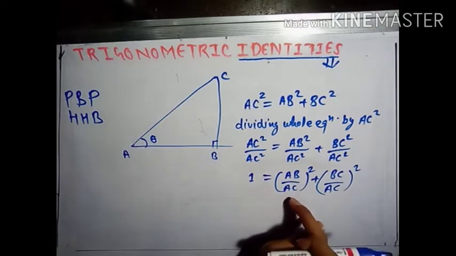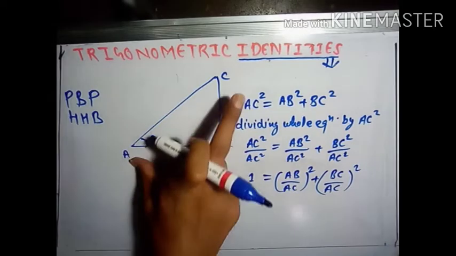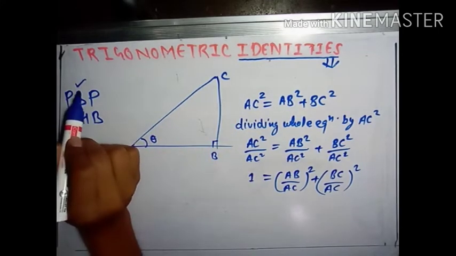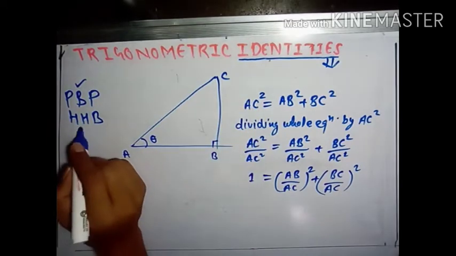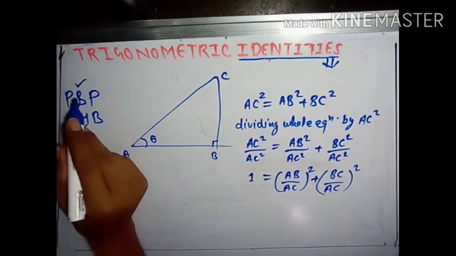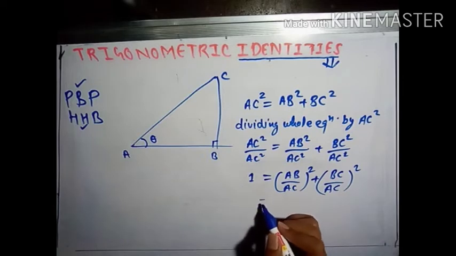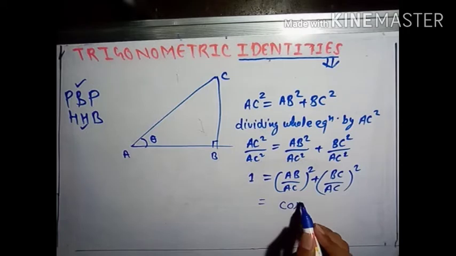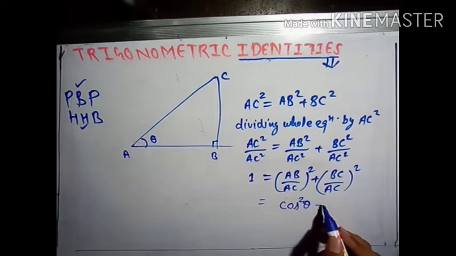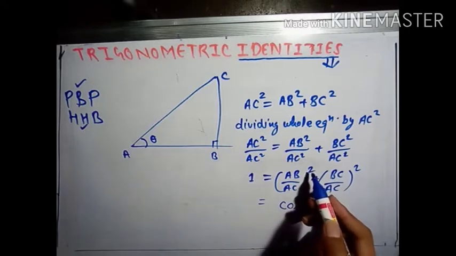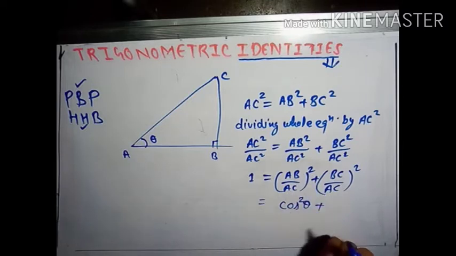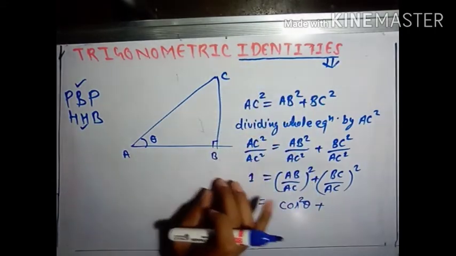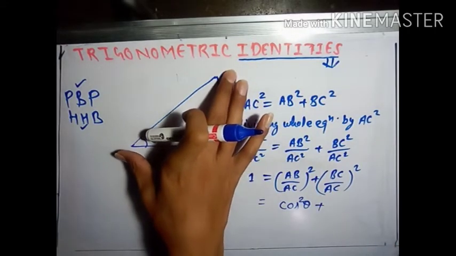AB upon AC. This is AB, this is AC. So AB is the base, and AC is the hypotenuse. So this one is the cos theta. So I can write cos theta instead of writing AB upon AC. Cos theta squared, and then thereafter the square comes over here, you know about it, BC upon AC. So check for BC. BC is the perpendicular and AC is again hypotenuse.